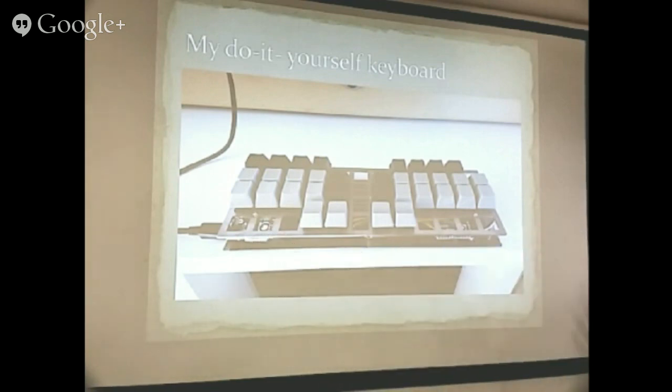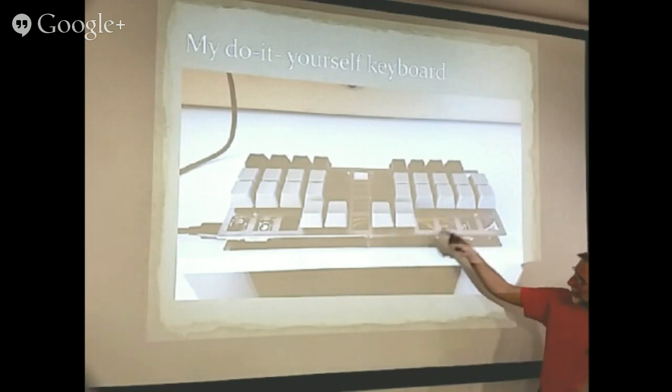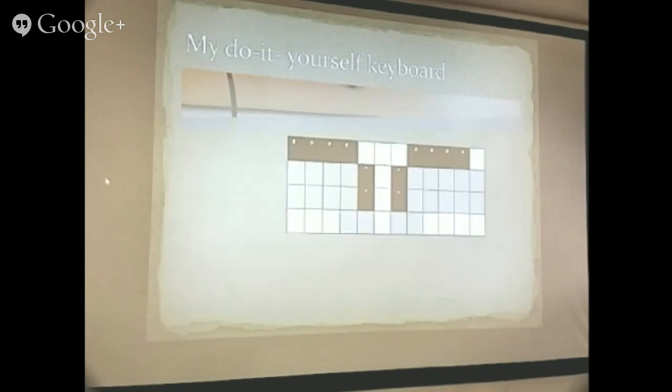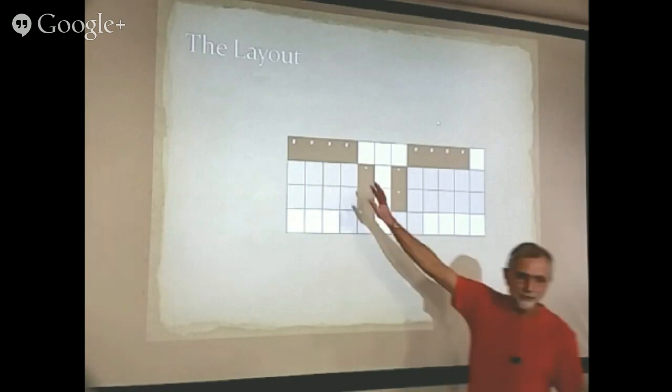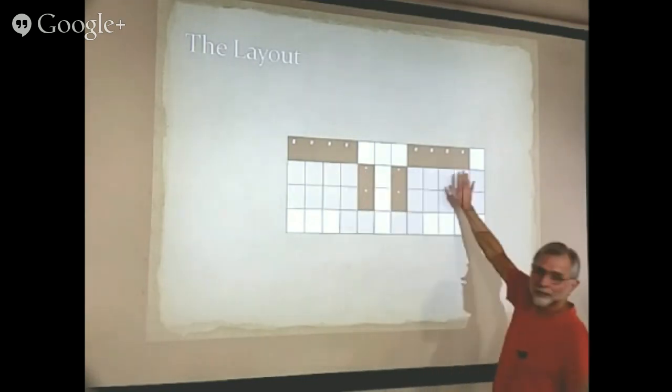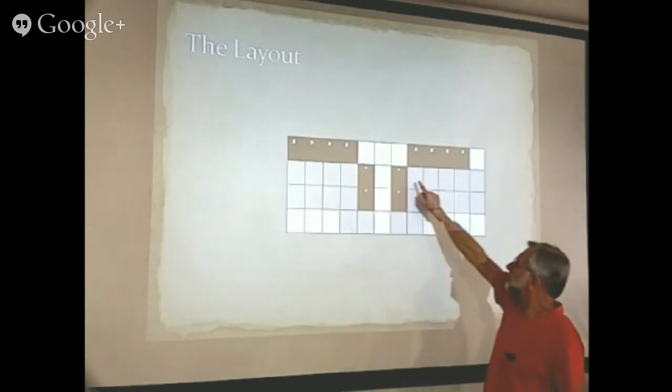It's a 4x6 matrix of keys. Every key has a diode coming off of it. Let's go to the next slide. Here's what the layout looks like for my keyboard. You saw these on that 1926 model. These are exactly the same layout as we've had for more than 100 years.